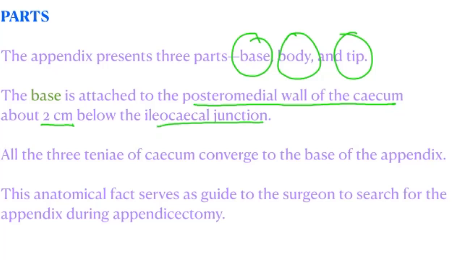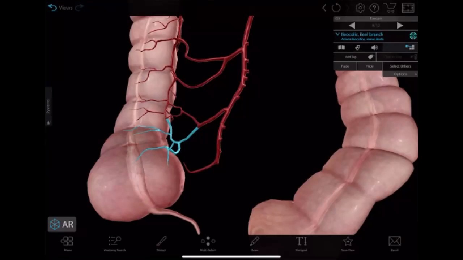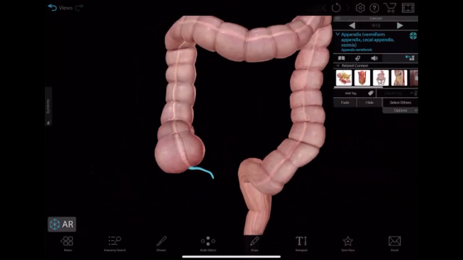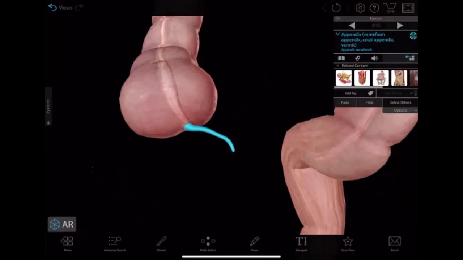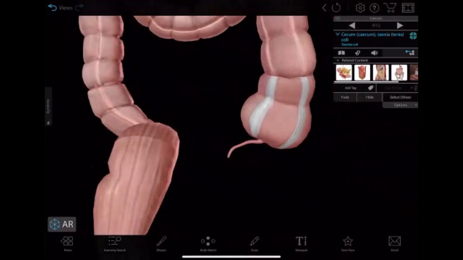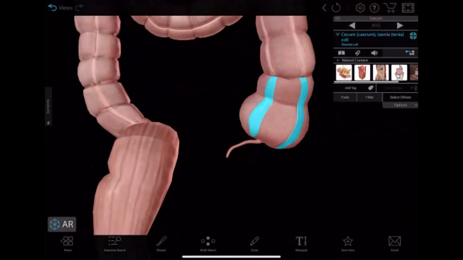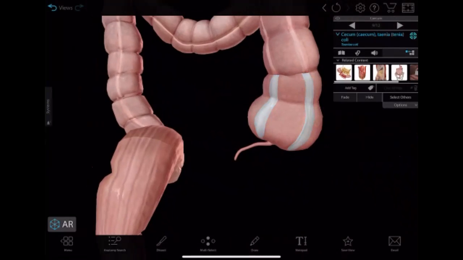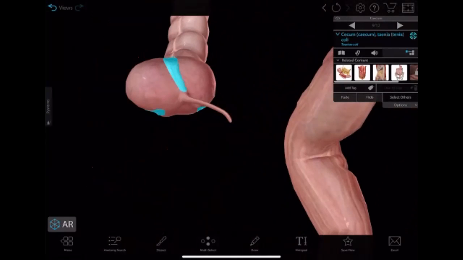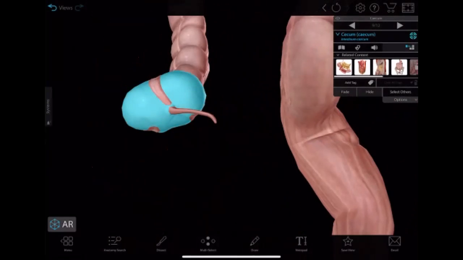All the three taeniae of the cecum converge at the base of the appendix. You have seen that. You see, this is the appendix, right? The selected structure is the appendix opening to the posteromedial aspect of the cecum. And this is the anterior taenia, and these are the medial and posterior taeniae. All these converge at the appendix, right? So, you see, along with the taeniae.